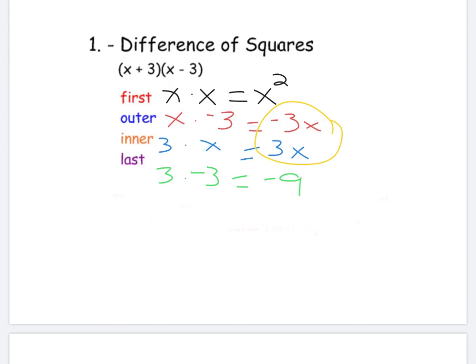These two terms are like terms, so I have x squared. And then notice with the like terms, negative 3x and 3x, those are opposites of each other, so those technically would cancel each other out. And then I'm left with minus 9. So looking at what happened here, basically the inside and the outside terms canceled each other out because they ended up being opposites. With this being a difference of squares, you will have that happen every single time.